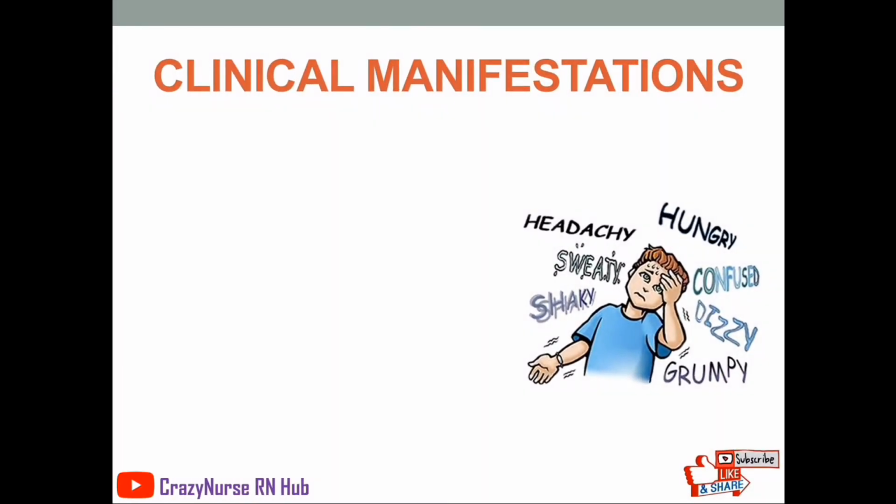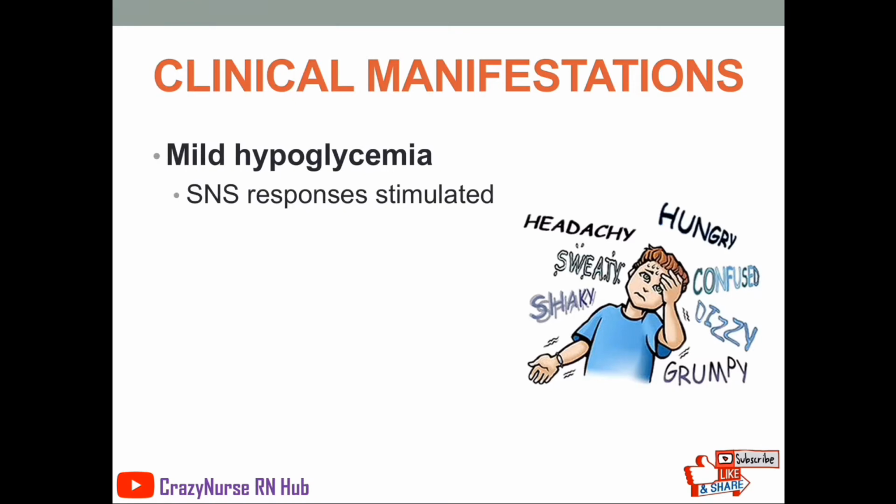For the clinical manifestations of hypoglycemia, it is grouped into two categories. We have adrenergic symptoms and central nervous system or CNS symptoms. First, we have your mild hypoglycemia. In mild hypoglycemia, as the blood glucose level falls, the sympathetic nervous system is stimulated, resulting in a surge of epinephrine and norepinephrine. This causes symptoms such as sweating, tremor, tachycardia, palpitation, nervousness, and hunger.